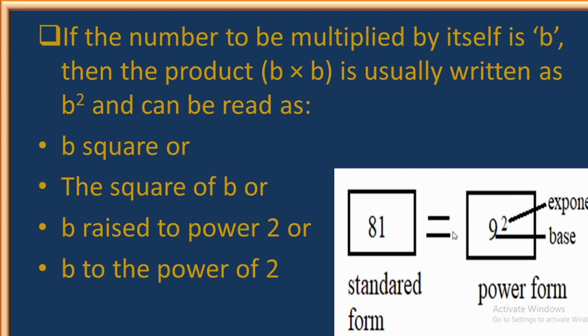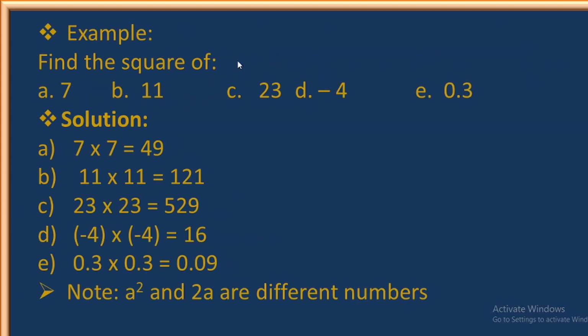So these are statements that you can express for a number in standard form and power form. For example, here we are going to find the square of a) 7, b) 11, c) 23, d) -4, and e) 0.43. These numbers are in different categories. The first and the second are natural numbers, 23 is also a natural number, this is a negative integer, and this is a decimal. You can add a fraction by yourself.